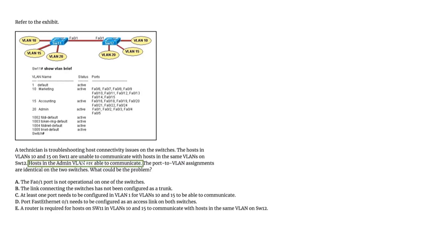So we need the most important information to solve this problem. And in this case, it's the hosts in the admin VLAN are able to communicate. So now that we know what the problem is and what information we need to resolve it, we can start looking at the statements that are made and determining which one is correct.